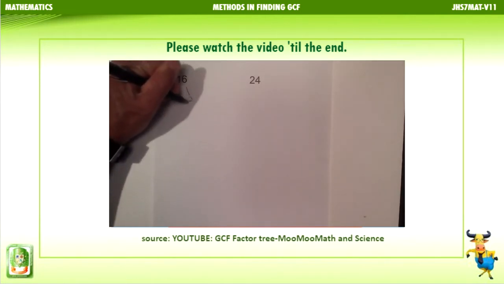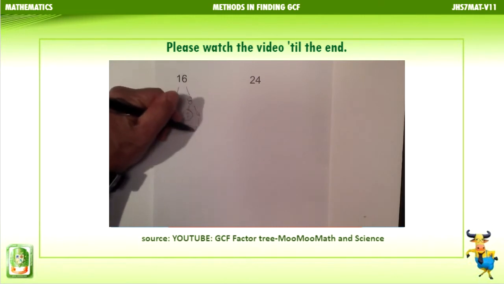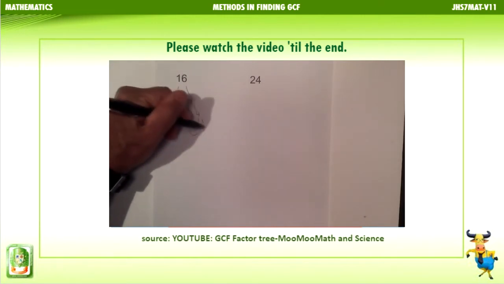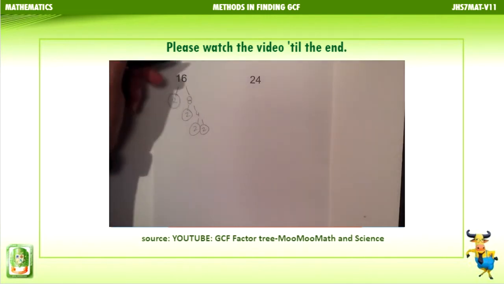2 times 8 equals 16, circle the 2. 2 times 4 equals 8, circle the 2, and then 2 times 2 equals 4. So I'm down to prime numbers, so there's all the prime numbers of 16.